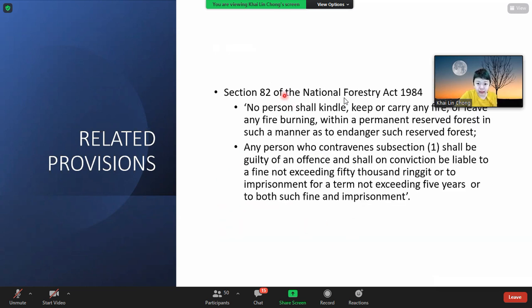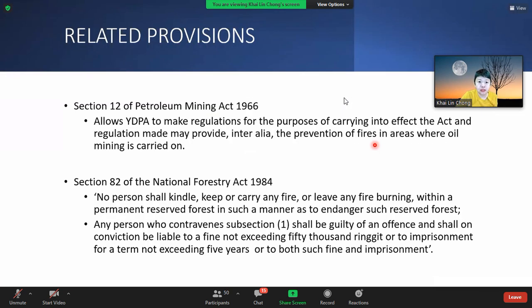Okay. And then section 82 for the National Forestry Act, Perhilitan. Okay. Kita tak boleh masuk ke taman negara ataupun pergi ke dalam hutan and then you buat camping, barbecue kat situ, lepas tu kamu biar api kat situ. And then terbakar nanti satu hutan. Okay. Right. So, and then we have petroleum mining.